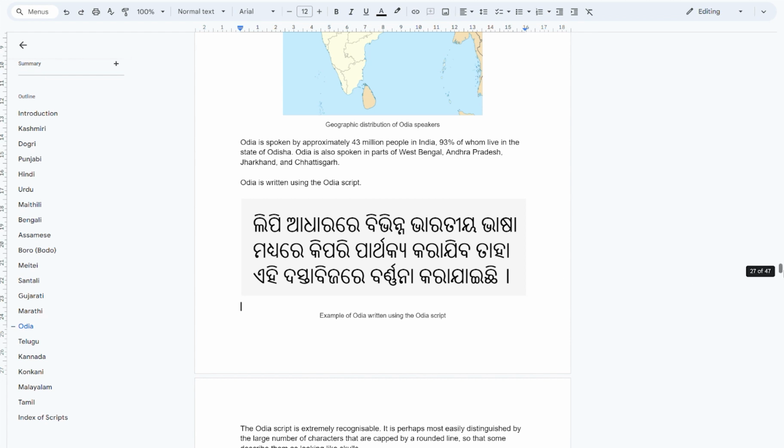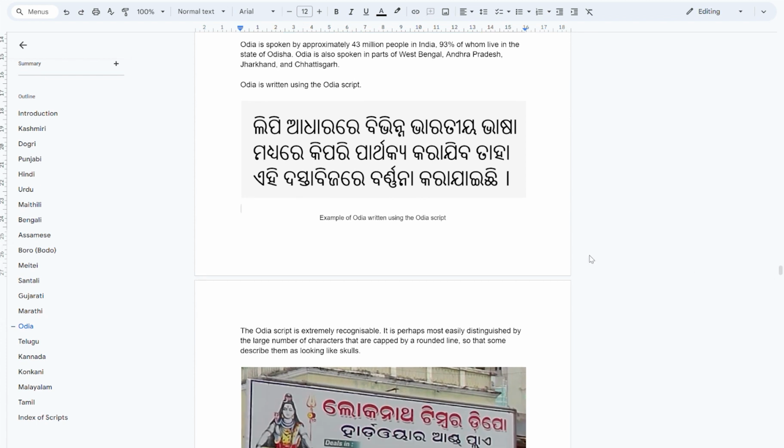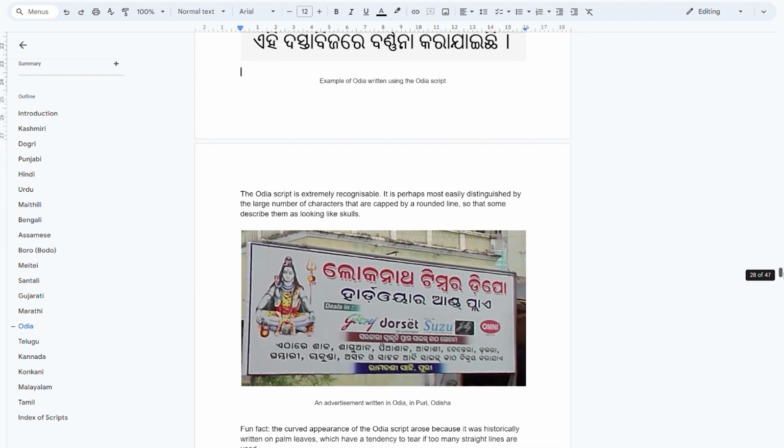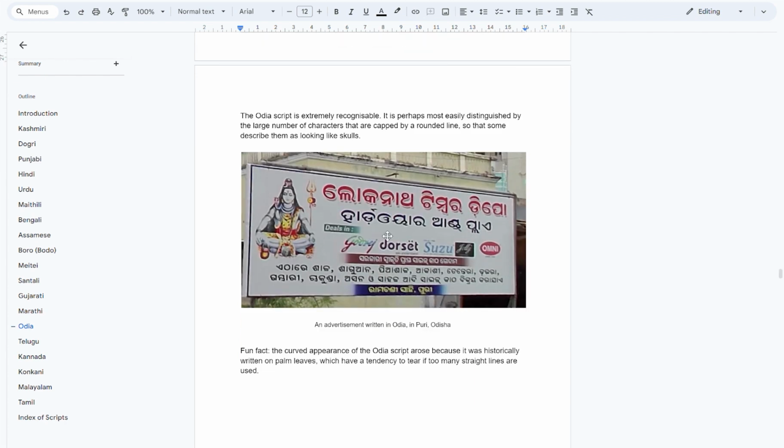And it's very, very recognizable. It's perhaps most easily distinguished by the large number of characters where it's capped by a rounded line. So you can see on a number of these characters, there's a rounded line that goes over the top of the characters, so that some people describe them as looking a little bit like skulls. So you can see again an advertisement where there's a bunch of characters written in the Odia script.